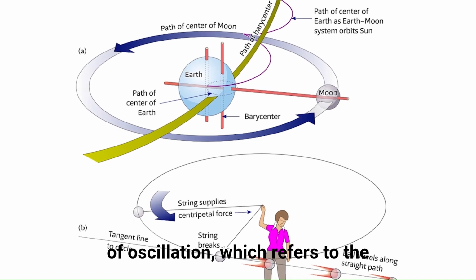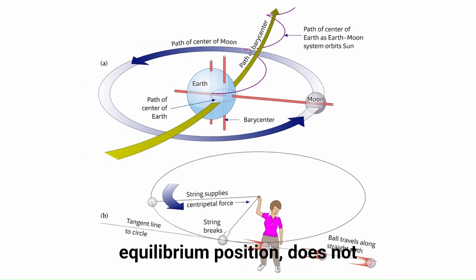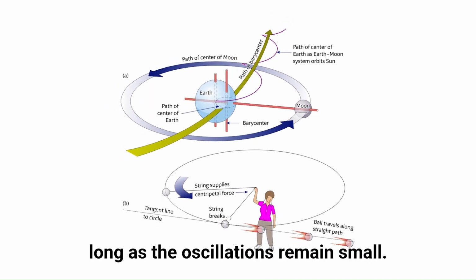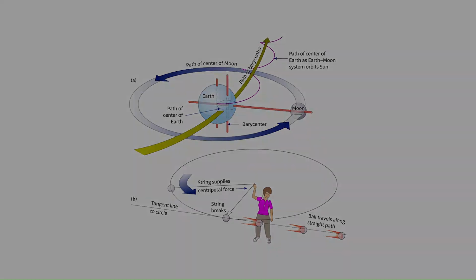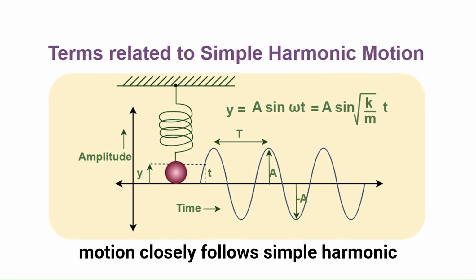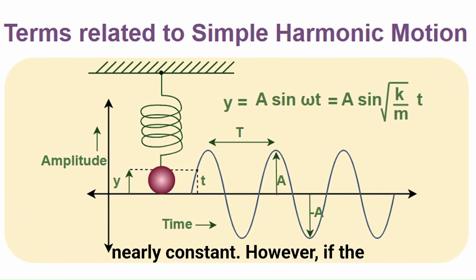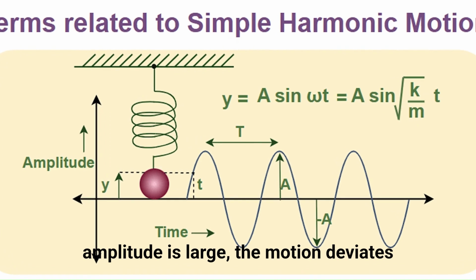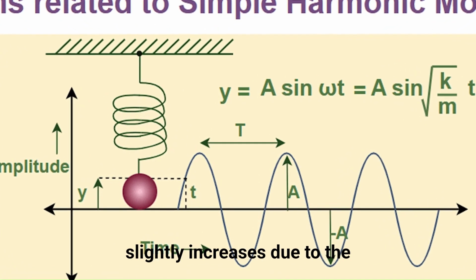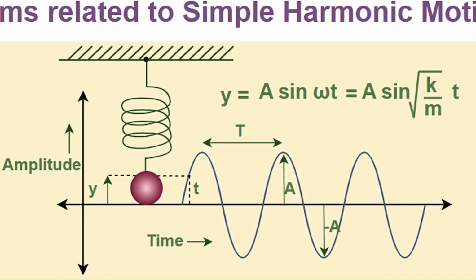The amplitude of oscillation, which refers to the maximum displacement of the bob from its equilibrium position, does not significantly affect the time period as long as the oscillations remain small. For small angles of displacement, the motion closely follows simple harmonic motion, where the time period remains nearly constant. However, if the amplitude is large, the motion deviates from ideal conditions, and the time period slightly increases due to the nonlinearity of the restoring force.